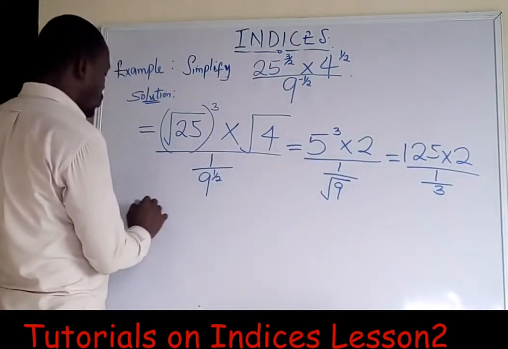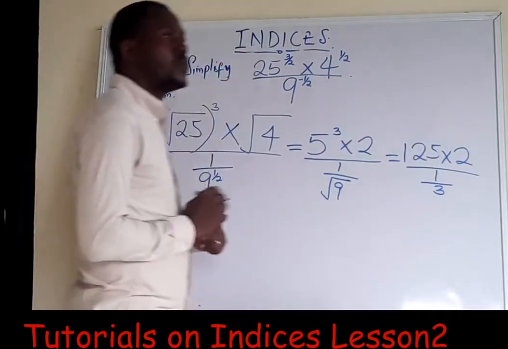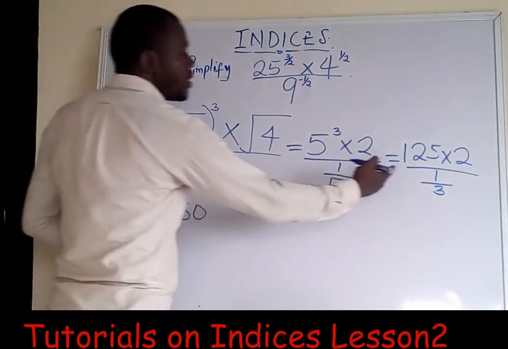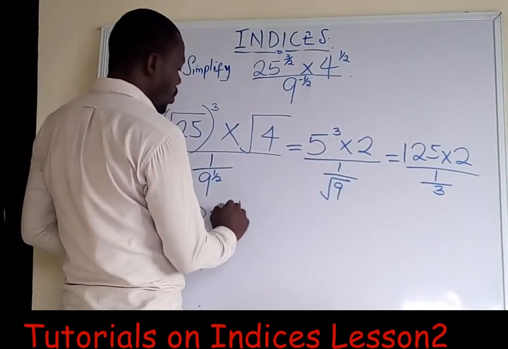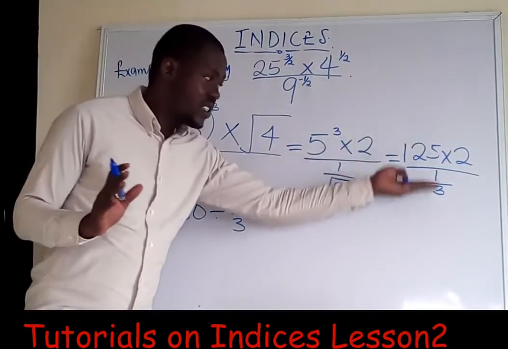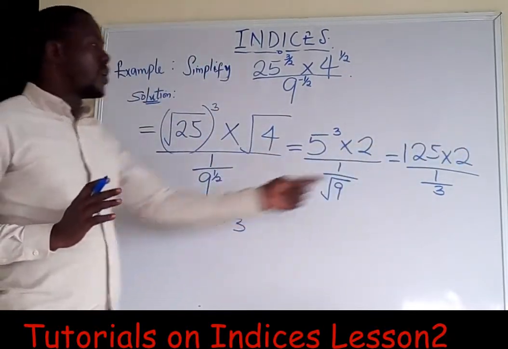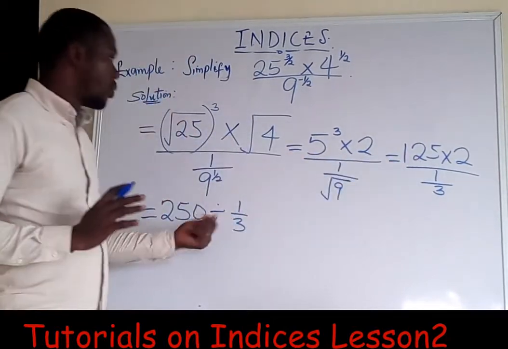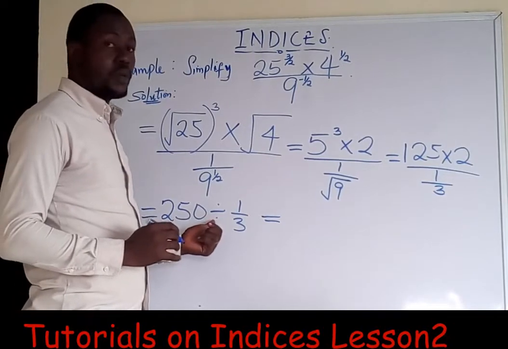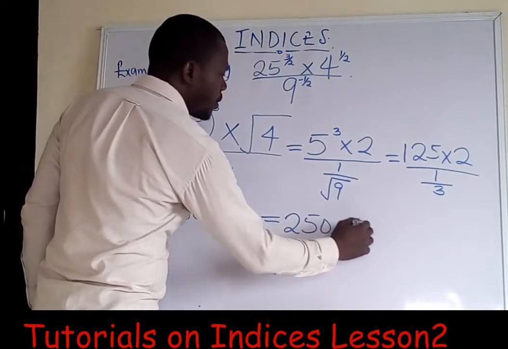So what are we going to do to that? We have 125 multiplied by 2, which will be 250. This line is divided by 1 over 3. I've not done anything. I'm just trying to make this expression linear. 125 times 2 is 250, divided by, since this line means division, 1 over 3. And now we are going to change this sign to multiplication. So we have 250 multiplied by 3 over 1.